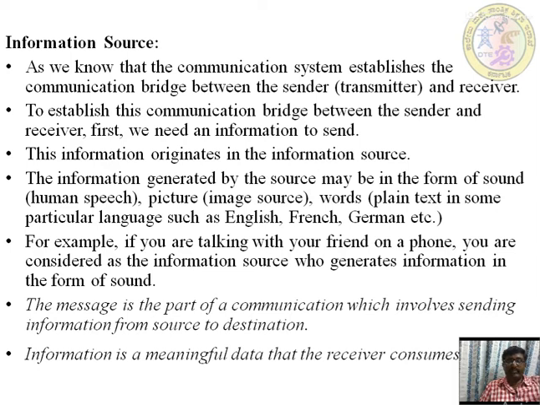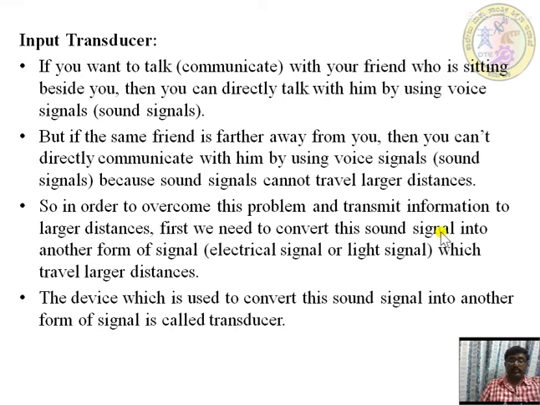It might be any information: secret, personal, or casual. Whatever signal I am sending is just the voice. Information is meaningful data that is received for consumption. Input transducer: if you want to communicate with a friend sitting beside you, you can talk directly using a voice or sound signal. A person sitting beside me can listen to my normal, casual talk directly.